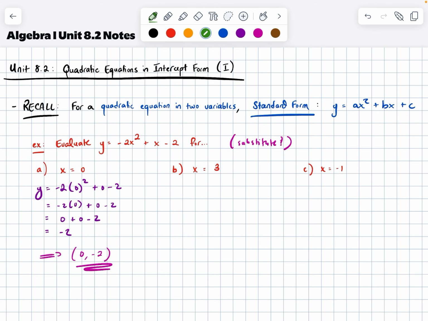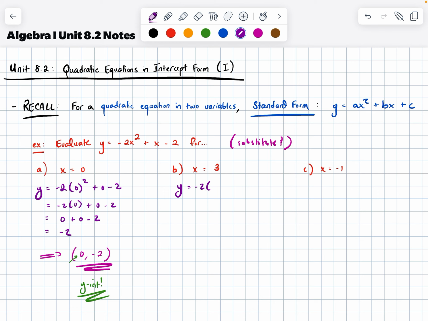5, 4, 3, 2, 1, 0. Emphasis on that 0, because when x equals 0, I know I've moved neither left nor right. I am on the y-axis. So this point is my y-intercept. Very nice. If you haven't already, let's do it together for x equals 3 and x equals negative 1.